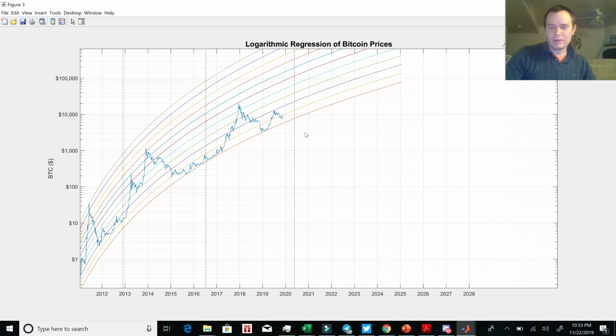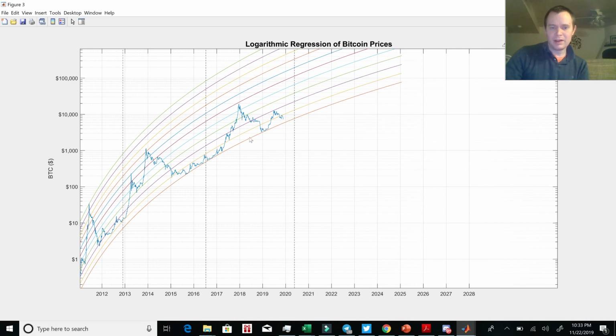I think it's definitely possible that we fall back down to this regression line here, which would correspond to around $5,000 to $6,000, depending on exactly when it happens. Note that the 200-week moving average is currently at around $5,000. So if we were to fall back down to that, it would mean that I might need to modify these regression lines. And as I said before, these aren't meant to be predictive. They're just to show you what has happened in the past.